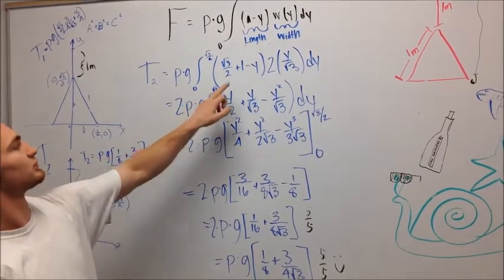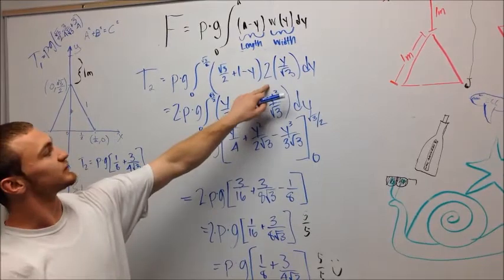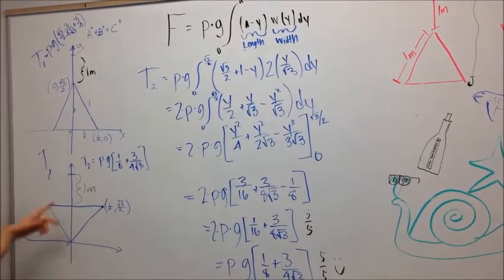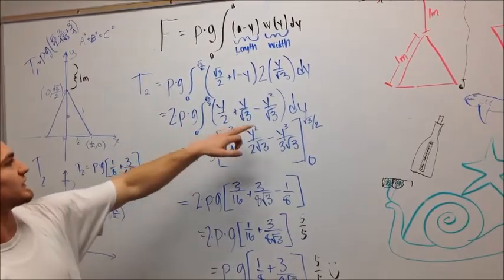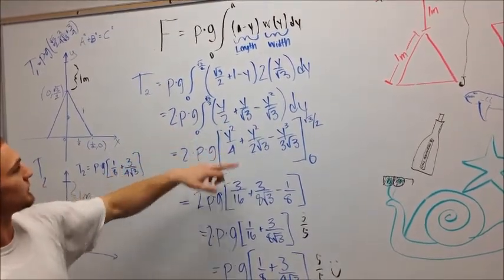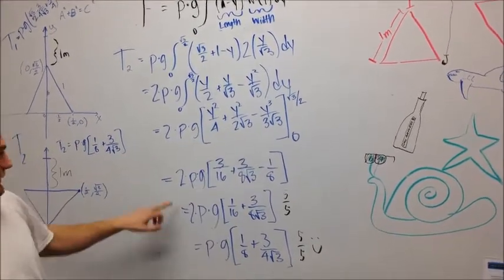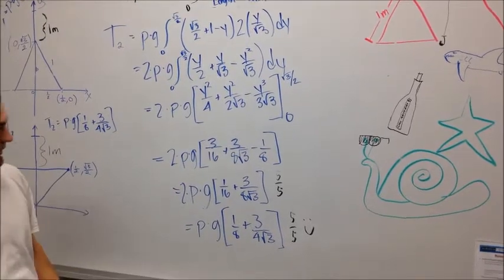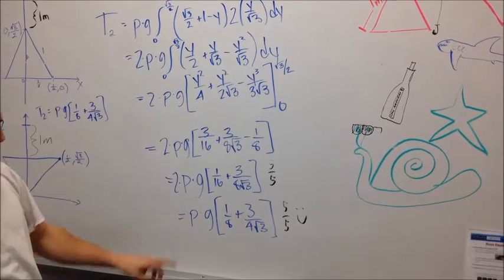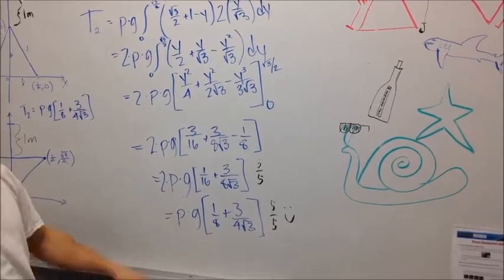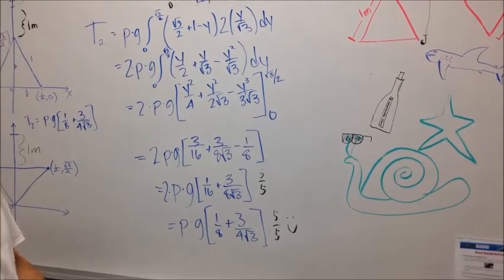We have our constant, we plugged in our length and our width. This 2 is here because it is symmetrical about the y-axis. Then we just brought the 2 out, expanded, solved our integral, and then plugged in the numbers, and then solved it. And this is what we end up with, which is density times gravity times 1/8 plus 3/4 root 3.